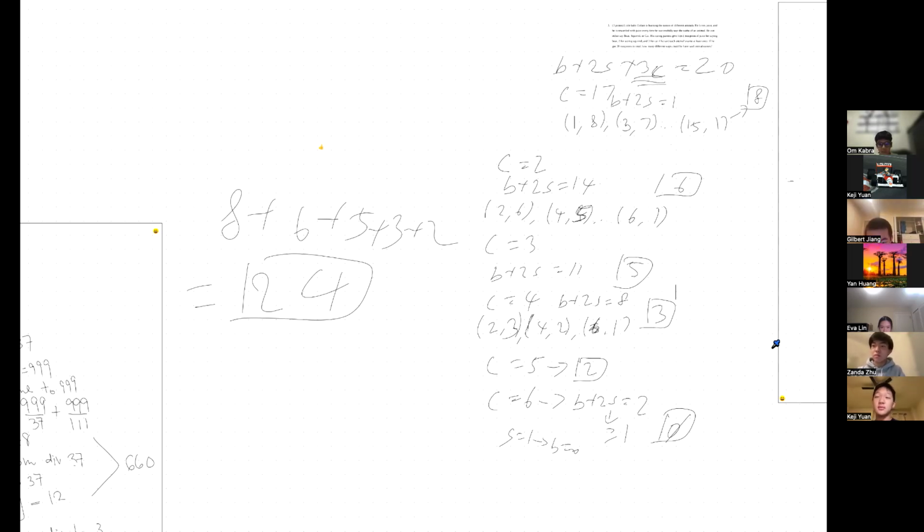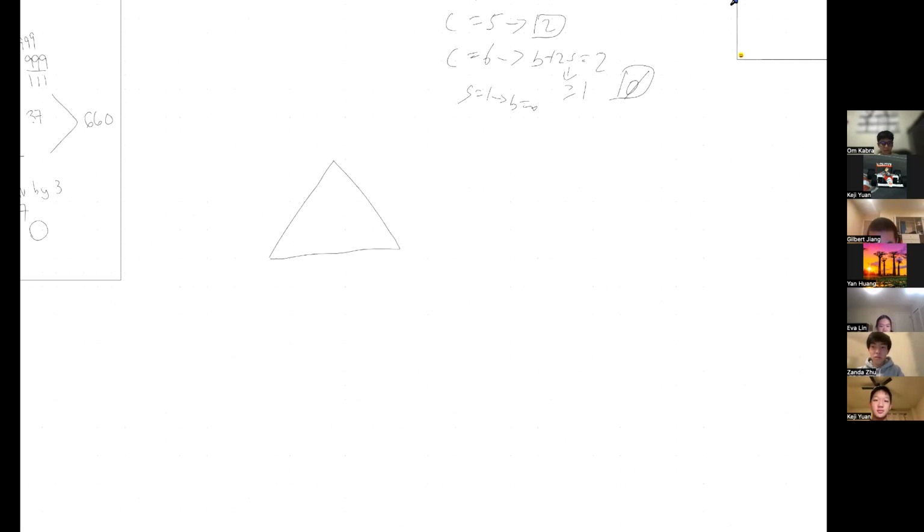Okay, so let's draw the triangle first. So we have A, B, C. First, can I know what the correct answer is? The correct answer is 1,195. Okay. So this is our diagram, and then we have A, B prime, C prime here.